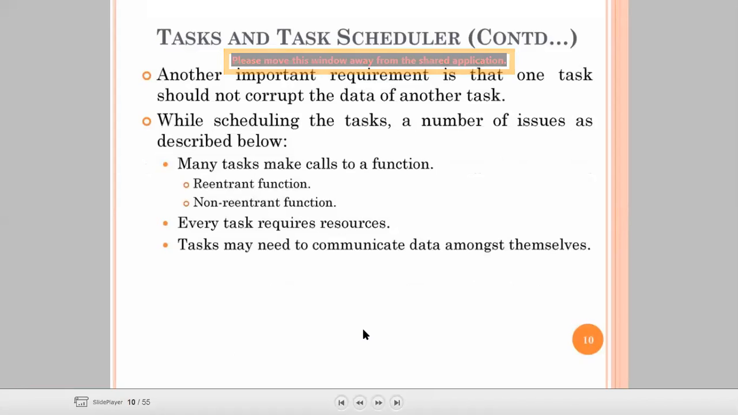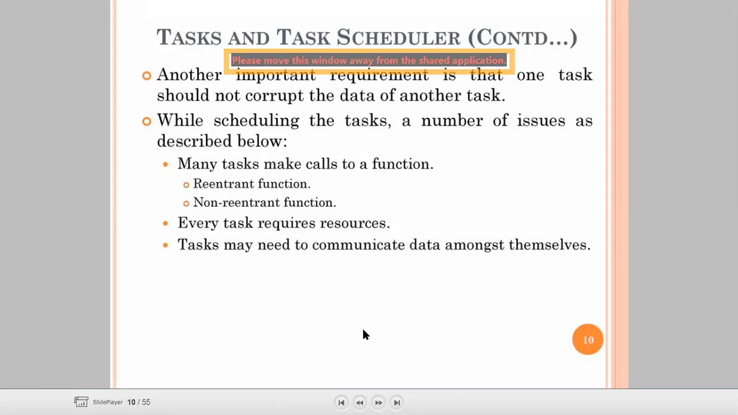Another important requirement is that one task should not corrupt the data of another task. Why? Because all those tasks are individual, and intercommunication between the tasks is very, very important. That's why another important requirement is that one task should not corrupt the data of another task.